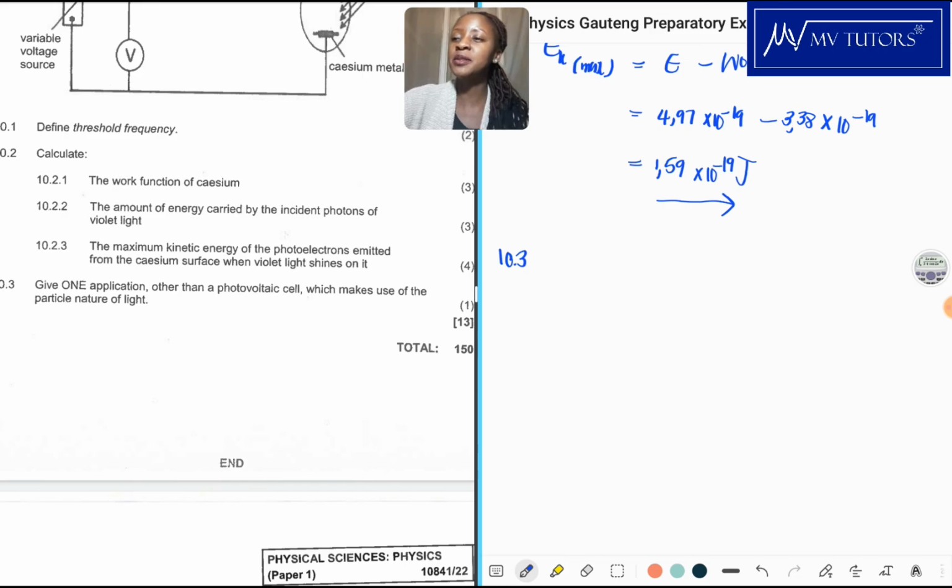So I would use it for solar panels, for the generation of electricity. And that concludes the physics paper.